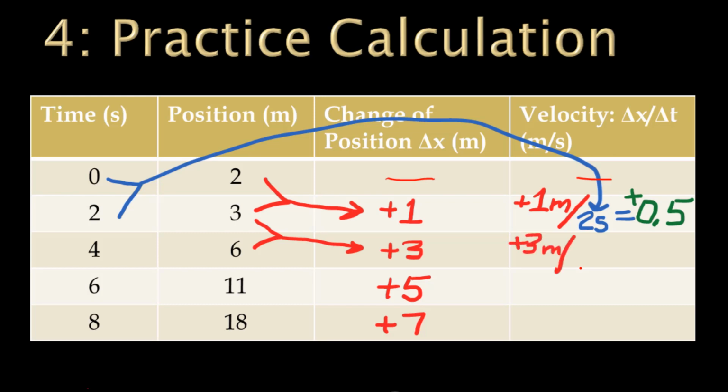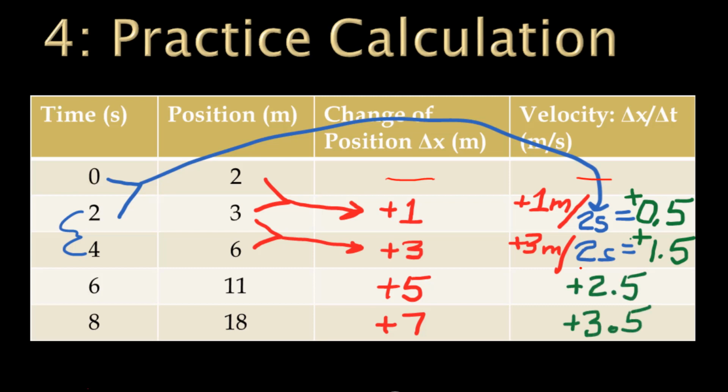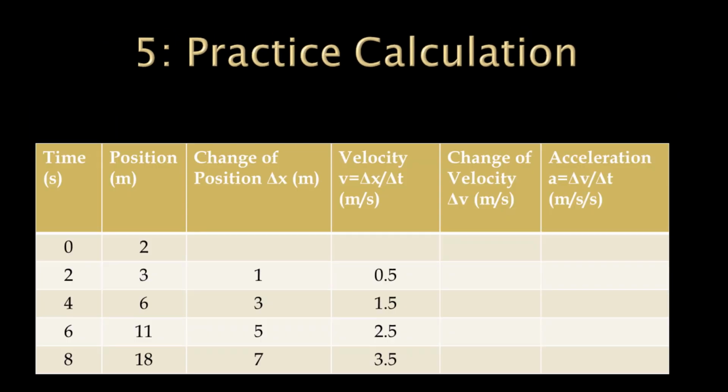For the next line, we traveled 3 meters divided by our 2 seconds, from 2 to 4 seconds. Our average speed over this next time interval is 1.5 meters per second, and so on for the next 2 time intervals, 2.5 and 3.5 meters per second. The data in this table will be transferred to a new table so that we can calculate acceleration information.